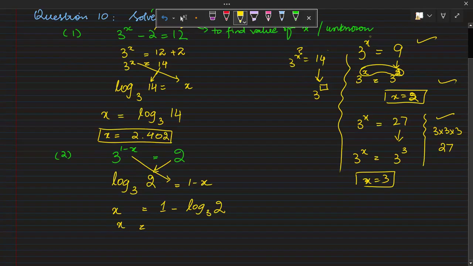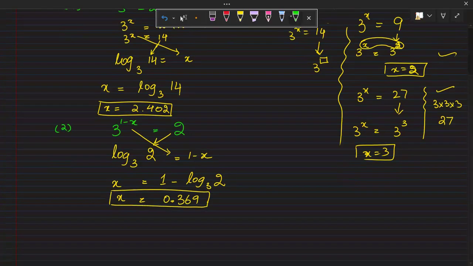1 minus log base 3 of 2. Sir, 0.369. 0.369, right? Okay.